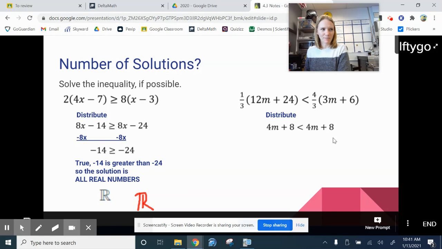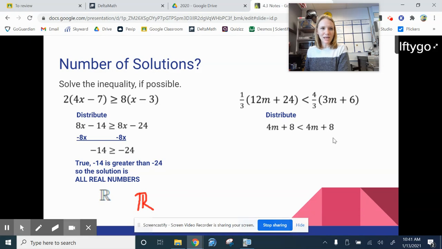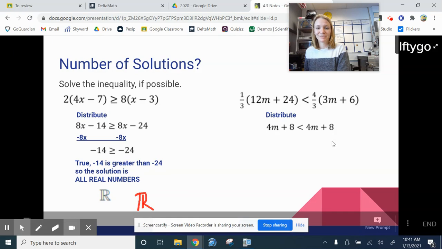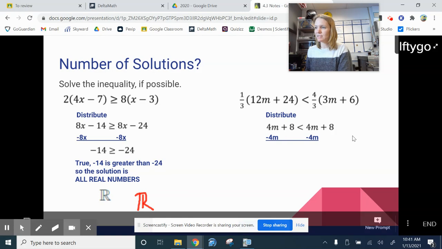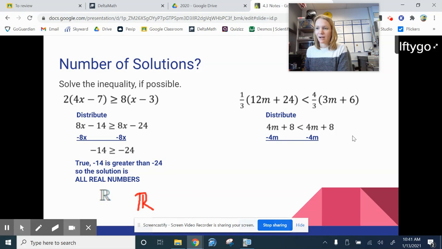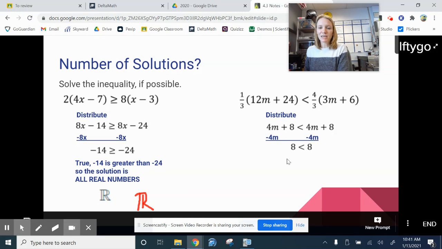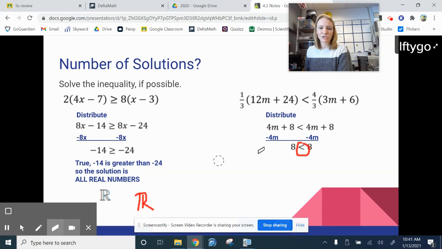What do you guys notice this time? It's the same exact thing. But I still need to continue. So I would still need to bring my 4m to the same side. I'm going to subtract 4m on both the left and the right. And that gives me an 8 on the left and an 8 on the right. The trick here is that it says 8 is less than 8. It does not say equal to.